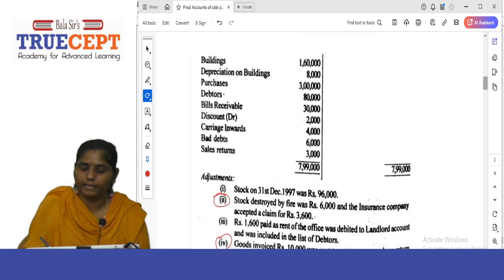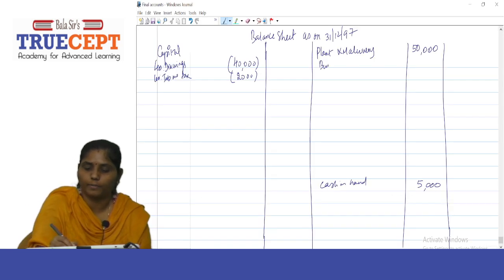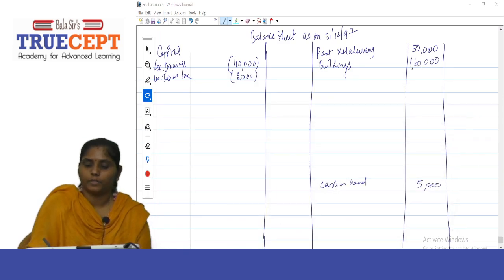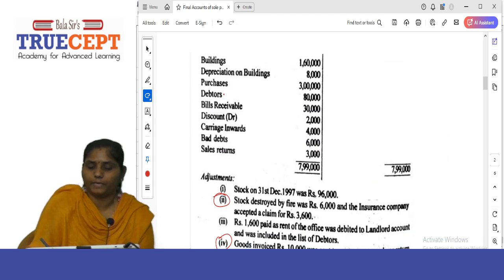Yes. I have buildings. Again, no adjustments. Therefore, I'm writing buildings on the asset side. How much? 1,60,000. Clear? Next. Depreciation on building.